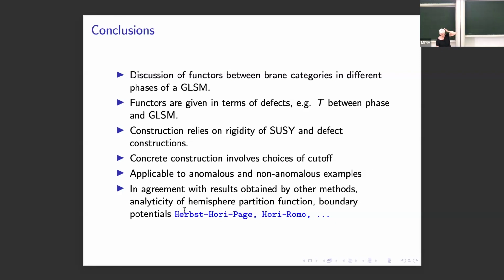So for example, in the physics literature, there's a program initiated by Herbst, Hori, and Page, where the same problem, how do the branes map from one phase to another in a gauge linear sigma model, was addressed using analytic properties of hemisphere partition functions and heavily relying on things that happened in the gauge sector, whereas in my arguments, this gauge sector was decoupled and only played a role via equivariance conditions.